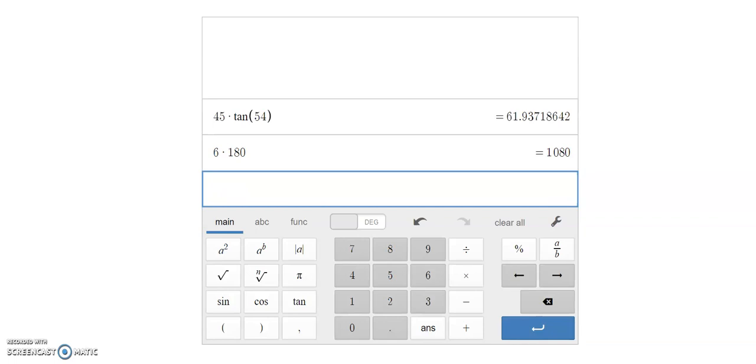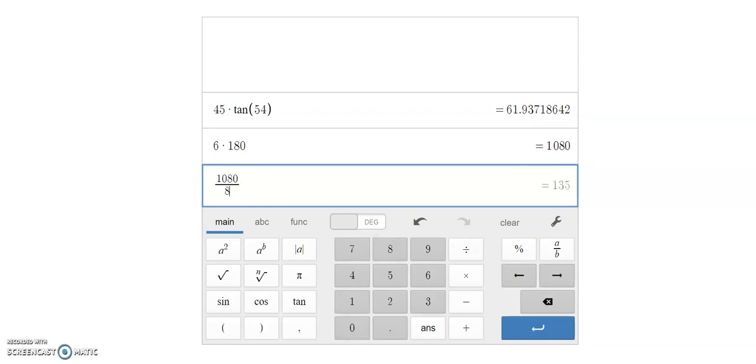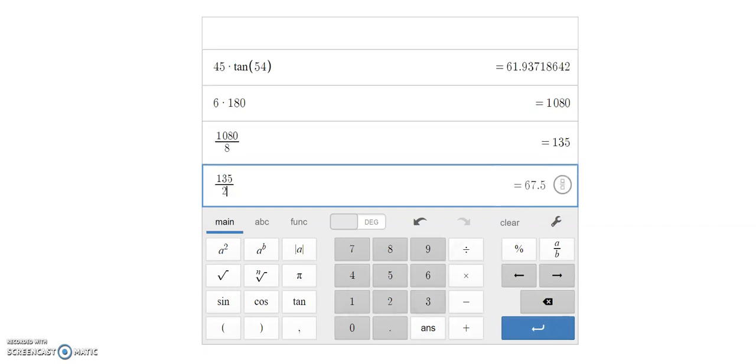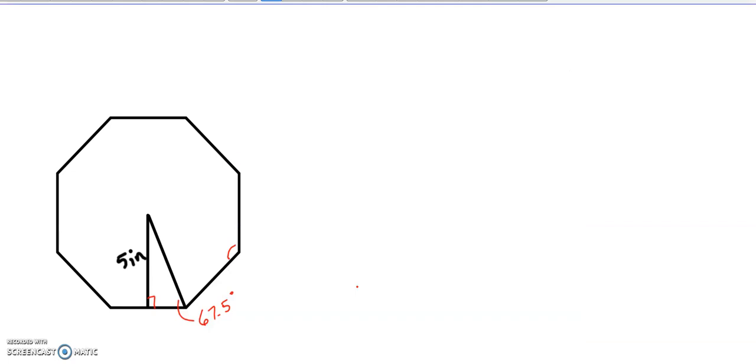Again, I'm going through figuring out the internal sum by taking n minus 2, in this case 6, times 180. So I know that there are 1080 degrees in an octagon. So each of those angles is 135 degrees, and half of 135 is going to give me the 67.5. So that's how I knew what that angle was. Once I know that angle's measure, we can start setting up SOHCAHTOA, figuring out everything we need.